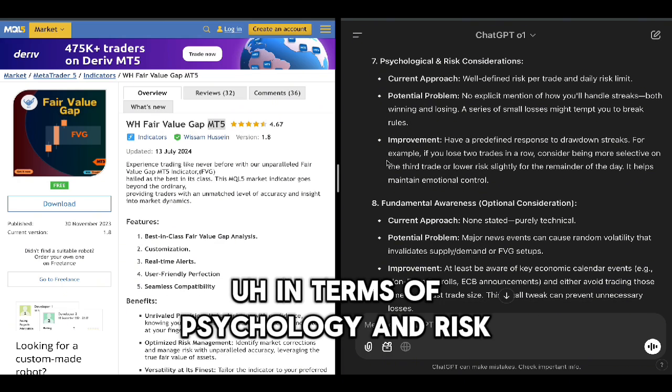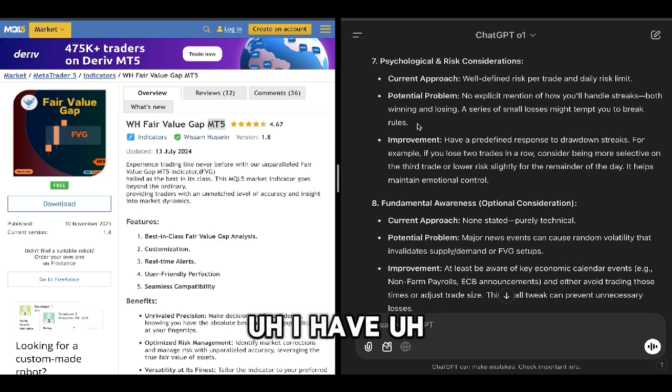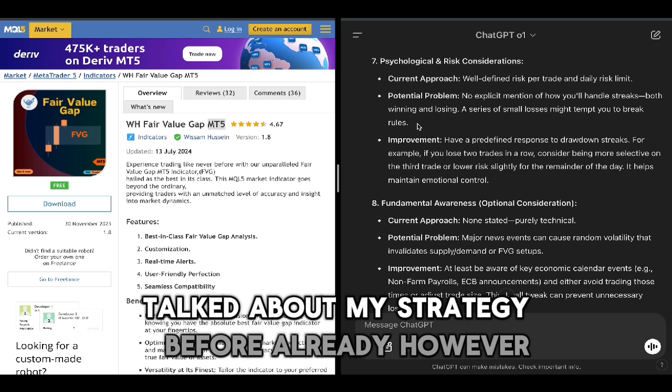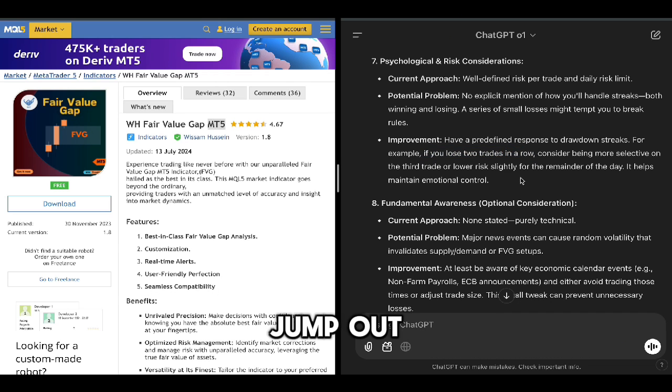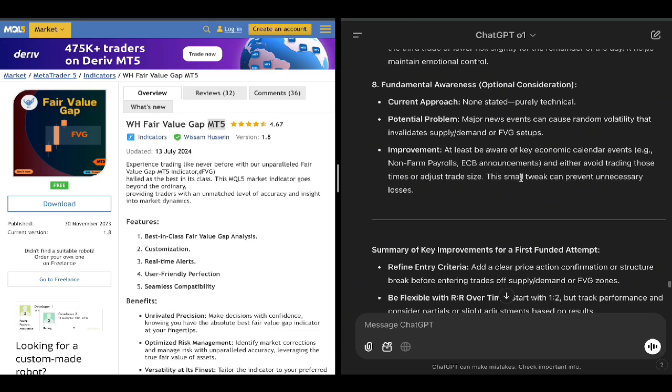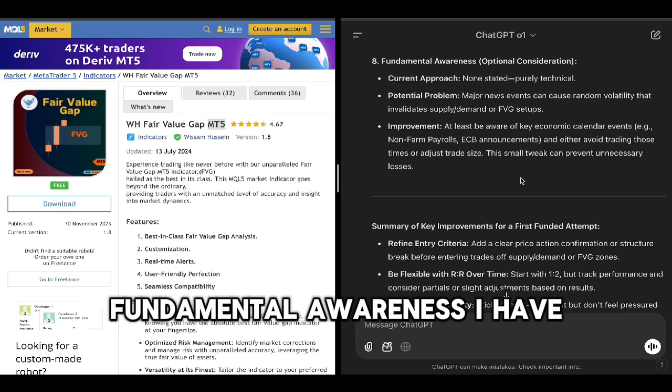In terms of psychology and risk consideration, I have talked about my risk strategy before already. However, if, for example, I lose 2 trades in a row, I would definitely jump out and I wouldn't be trading again that day. Fundamental awareness, I have considered this.